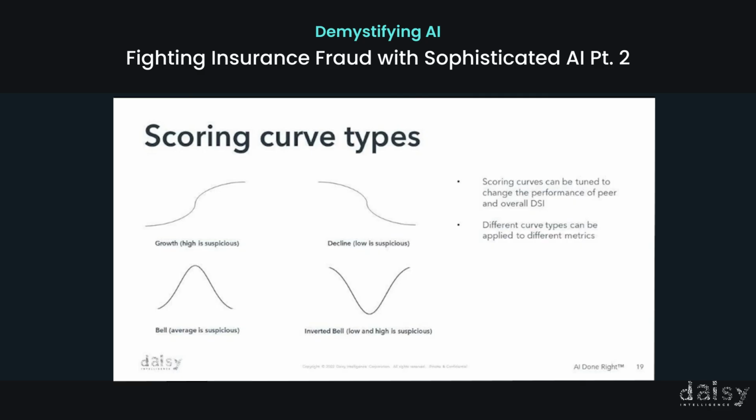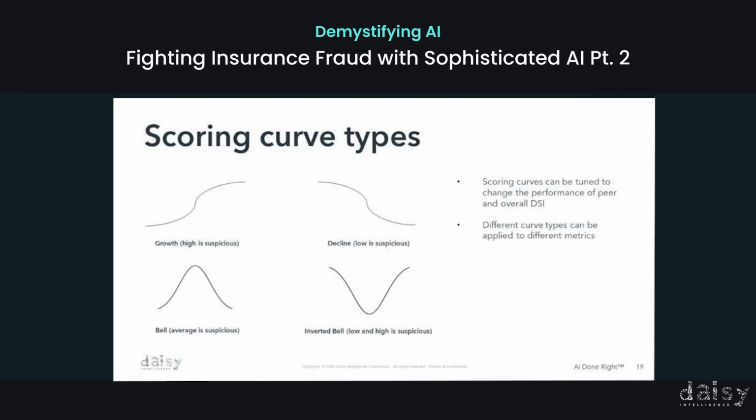So there's also a decline curve where we say low is suspicious. So maybe this could be something like if you are a general practitioner and you do no teeth cleanings at all. That makes no sense, that there's no teeth cleanings done by a general practitioner dentist, where a high number of teeth cleanings might not be suspicious, because we would expect the general practitioner dentist to do a high number of teeth cleanings. Or if you're a medical doctor, we would expect the medical doctor to write a lot of antibiotic prescriptions because people get infections.